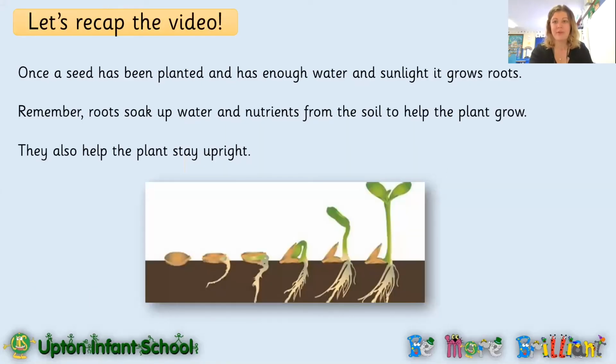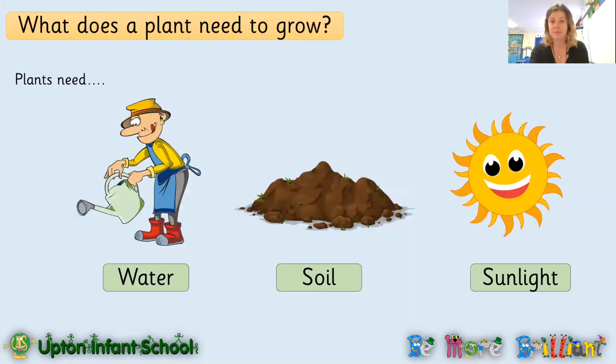So let's have a recap about what we just learned. Once a seed has been planted and has enough water and sunlight, it grows roots. Now remember, roots soak up water and nutrients from the soil to help the plant grow, and they also help the plant stay upright. So plants need water, soil, and sunlight. That's where they get their food and that's how they grow.